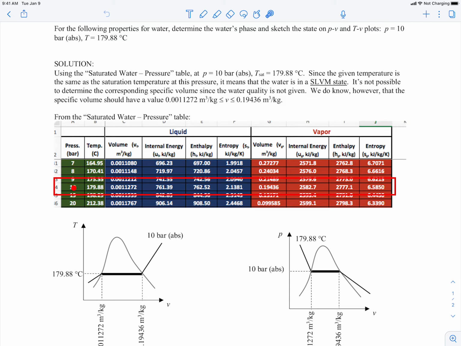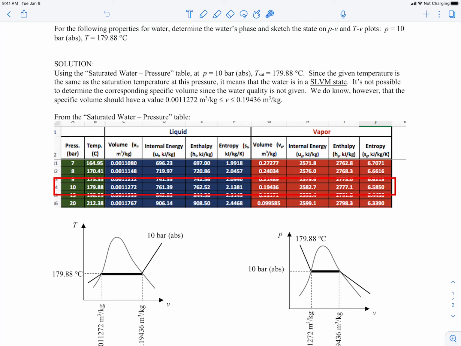And then I just go down to 10 bars of pressure. These are all absolute pressures. And notice that the corresponding saturation temperature is 179.88, which is the temperature that I'm given. So that means that we're in a saturated liquid vapor mixture state. That's the phase we're in.